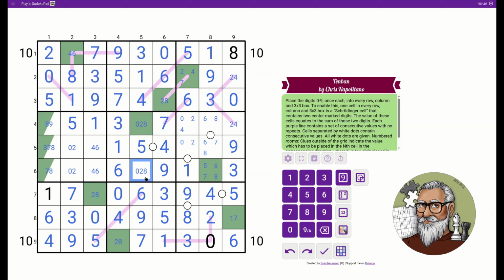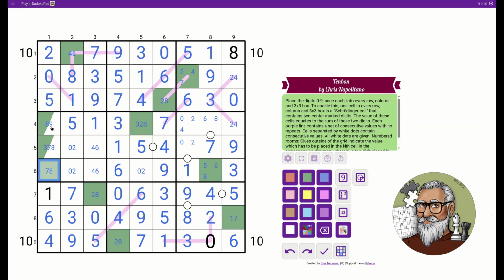Well, I can say that this isn't 8. I can say that I need a 7 here, right? So this becomes a 7. This isn't a 7. It's 5, 6 or 5, 8. So it's 11 or 13. Both are okay.